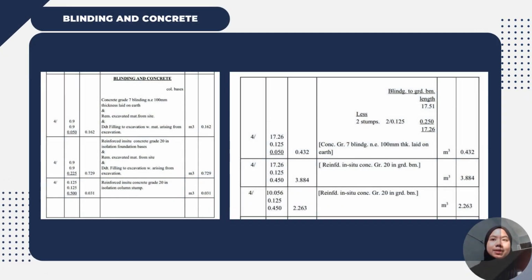In blinding and concrete, grade 7 blinding not exceeding 100 mm thickness laid on earth and remove excavated and filling to excavation is 0.162 meter cube. For the reinforcement, in situ concrete grade 20 is 3.884 meter cube.